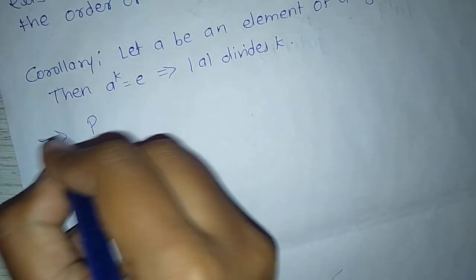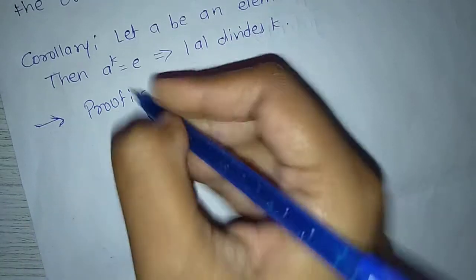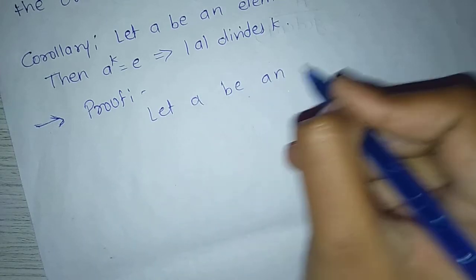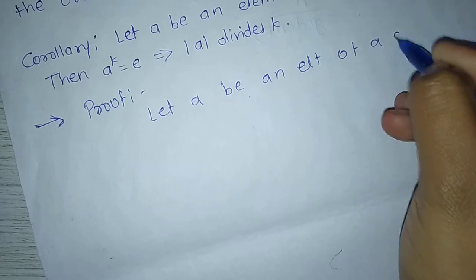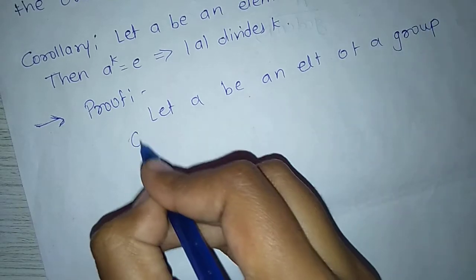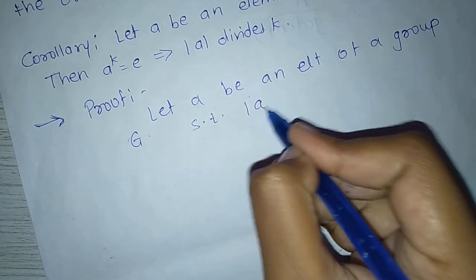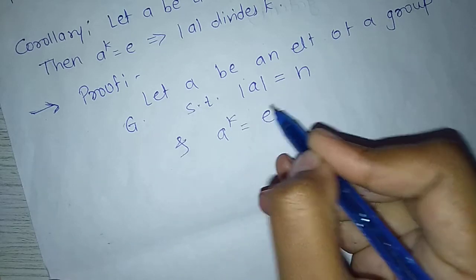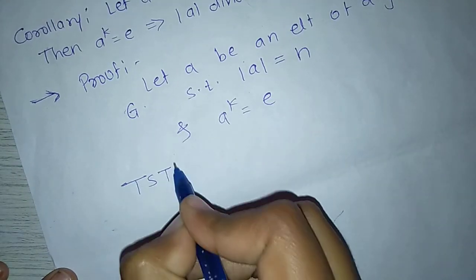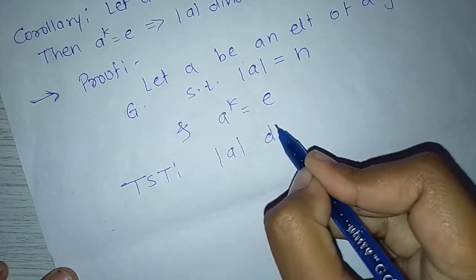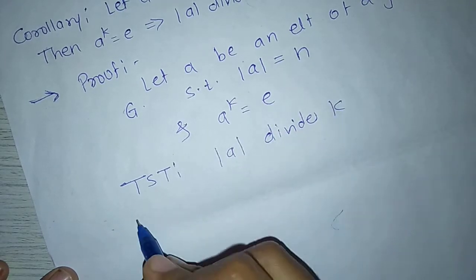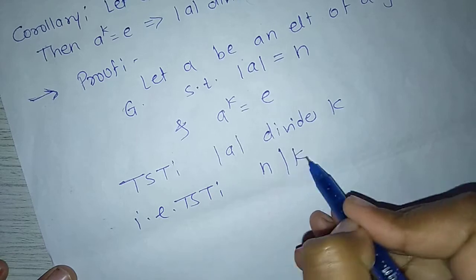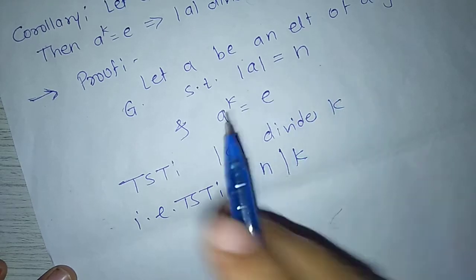Proof. Let a be an element of a group G such that the order of a equals n and a raised to k equals e. To show that the order of a divides k, that is, to show that n divides k, because the order of a equals n.